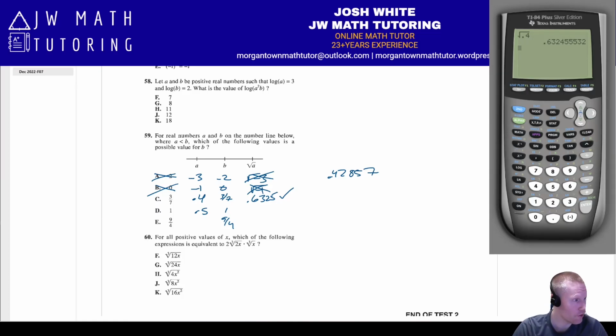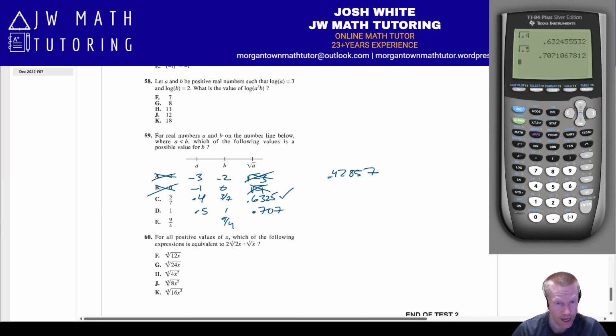And so if you do the square root of 0.5, okay, we get 0.707. So notice now 0.5 is less than 1, that checks, but 1 is not less than 0.707. So this one does not work because the numbers are not in the correct order on this number line.